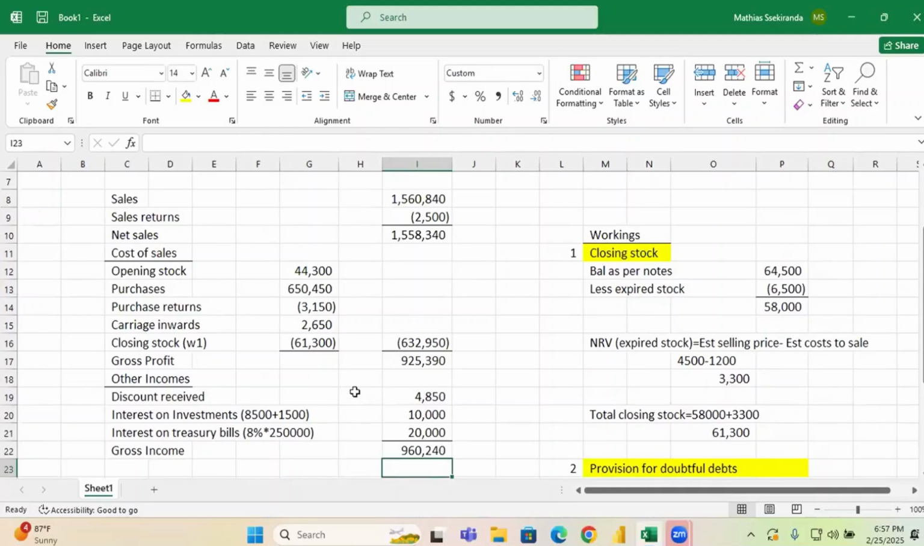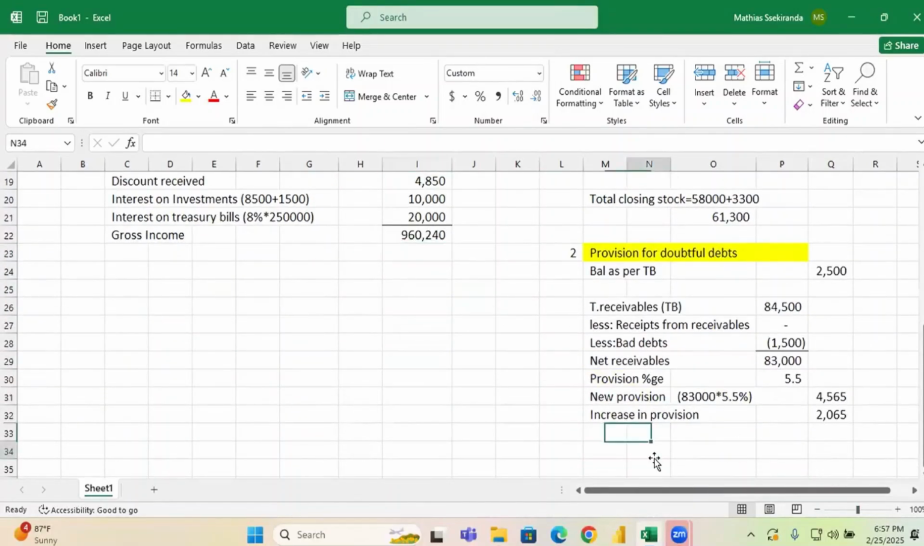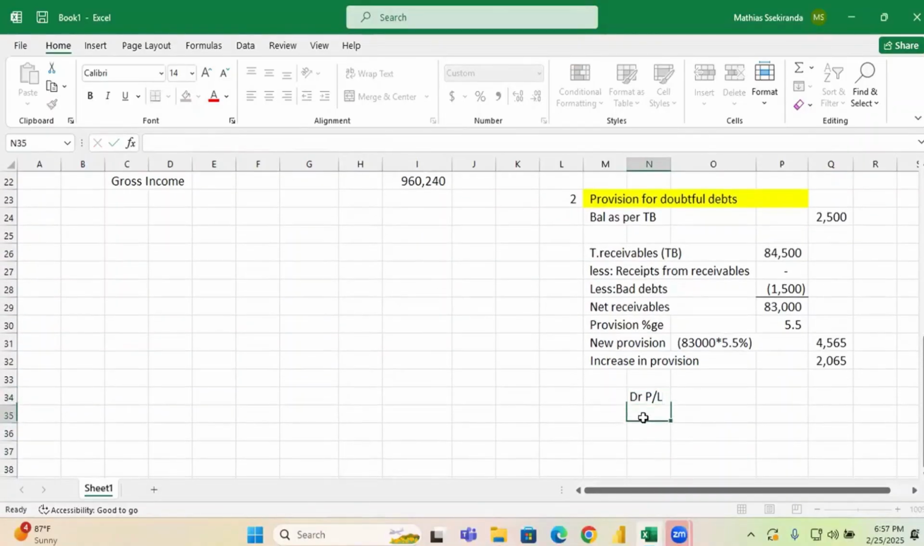So an increase in provision is an expense, okay? Therefore, the double entries are very simple. We debit profit or loss. When we debit profit or loss, it means it is an expense. I told you earlier, when I debit profit or loss, I'm recognizing an expense. And then credit provision. Provisions are always credits. Credit provision for doubtful debts means the provision is increasing.